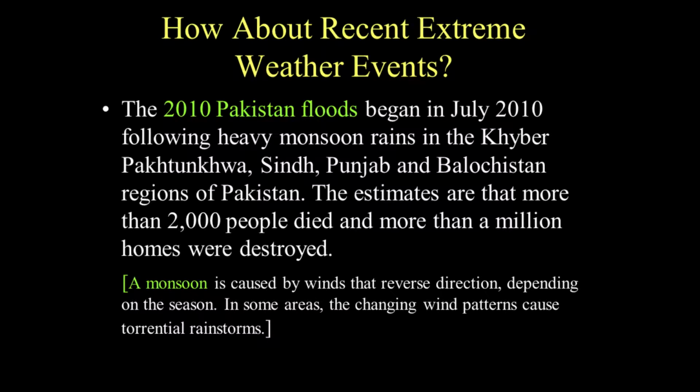The 2010 Pakistan floods began in July of 2010, following heavy monsoon rains in the Khyber Pakhtunkhwa, Sindh, Punjab, and Balochistan regions of Pakistan. The estimate is that more than 2,000 people died and more than 1 million homes were destroyed.